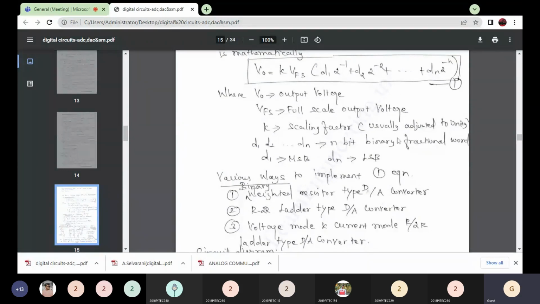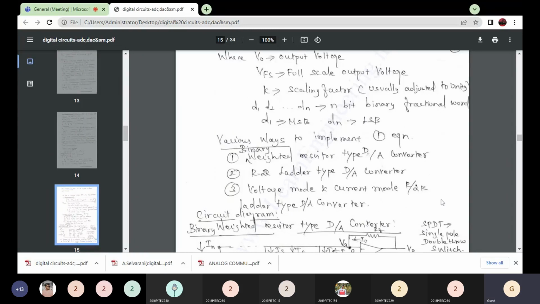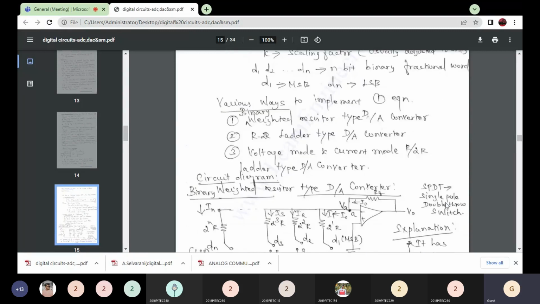Next we are going to discuss the various types of digital to analog converter, and we'll see them one by one. The first one is the binary weighted resistor type D2A converter. Then we have the R-2R ladder type D2A converter. Then we have the voltage mode and current mode R-2R ladder type D2A converter. The first one is the binary weighted resistor type D2A converter.